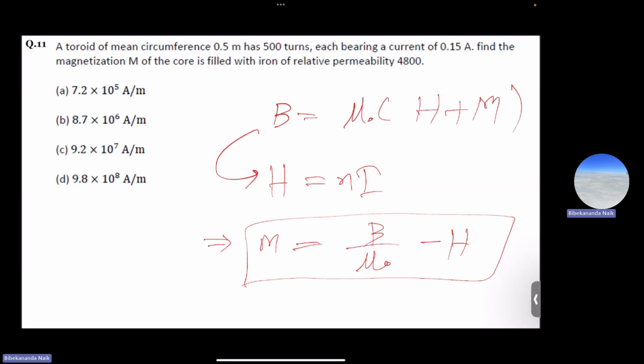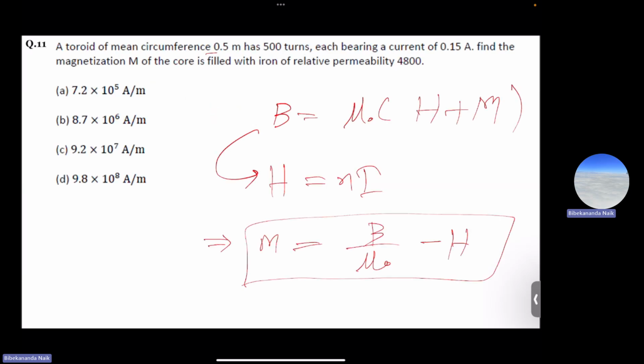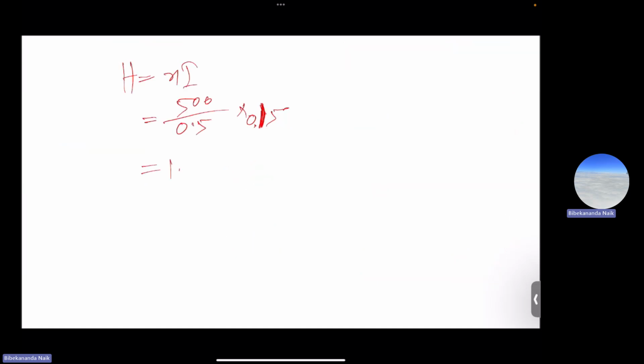So if we solve it, then we know the magnetizing field H is Ni, which is 500 divided by 0.5 into 0.15, because in this question the length is given as 0.5 meter and the current is 0.15 ampere. So it will be 150 ampere per meter.